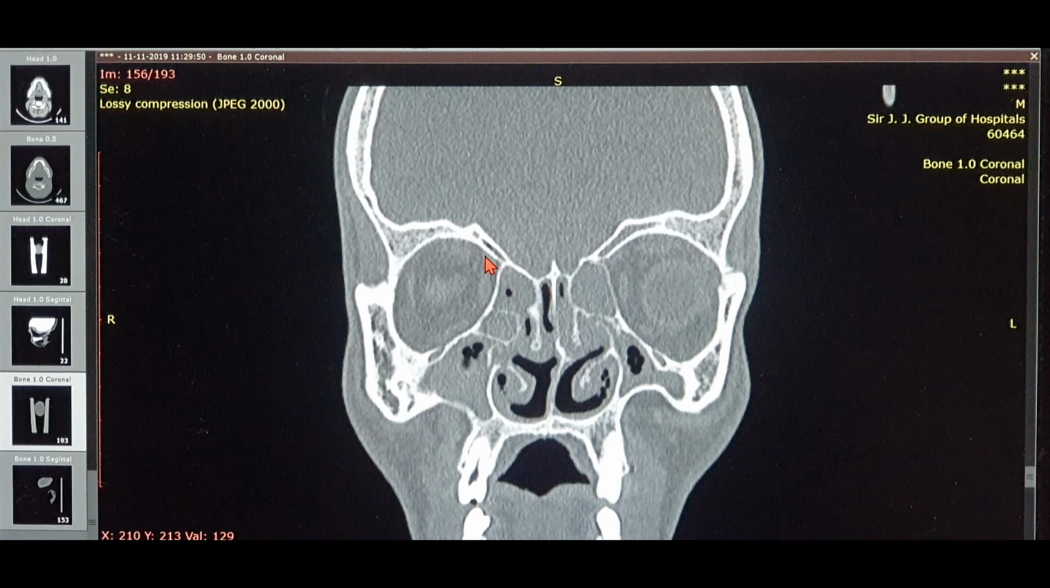So if the examiner also asks you a question, what is the Kennedy nipple sign, and show me on the CT scan, you hold the CT scan and you show that guy that, dude, this is the anterior ethmoidal artery.